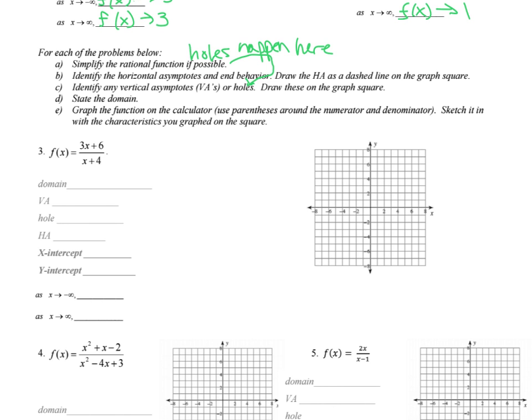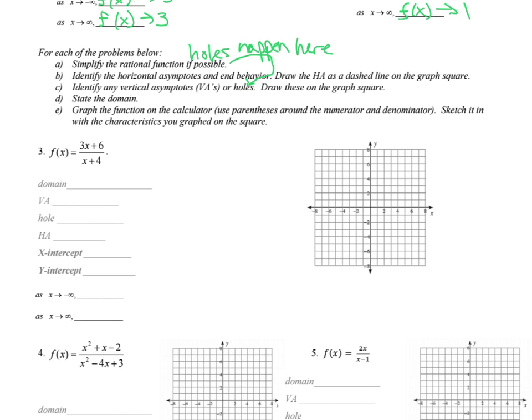I prefer to start actually in the order that this is listed on the paper that you see here. So domain, vertical asymptote, hole, horizontal asymptote, x and y intercepts, and then end behavior. And I might jump around from there. Part E says to graph this on the graphing calculator. We're just going to give it a quick sketch on our own. If you want to type this into Desmos, feel free to do so.